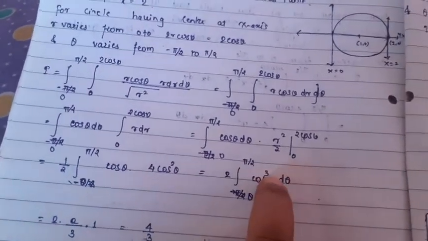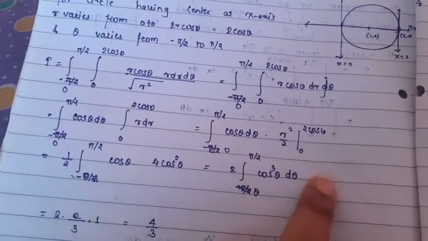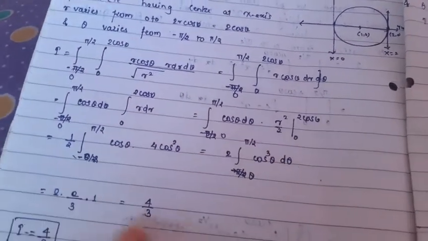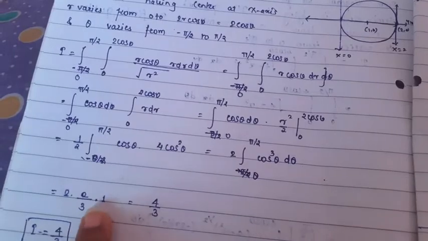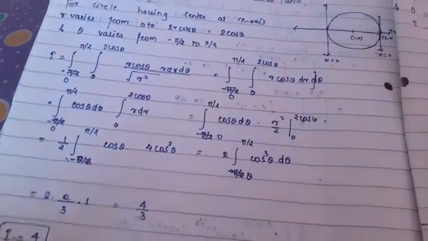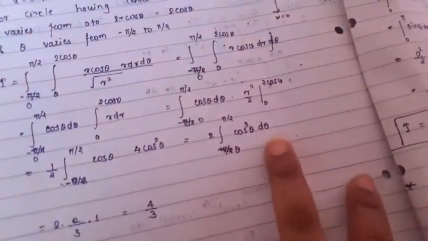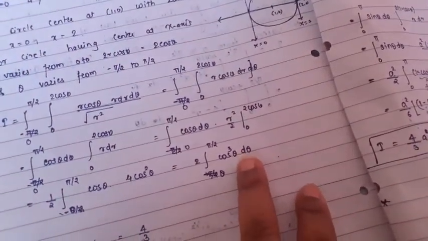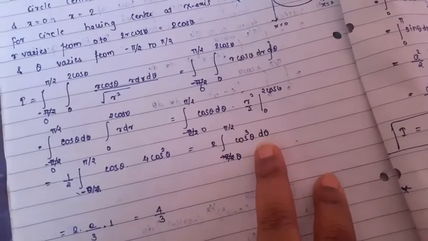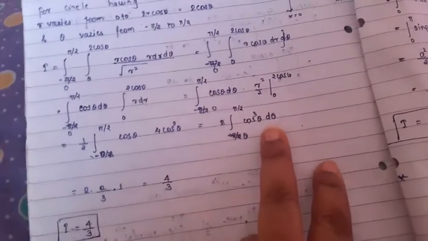Therefore as n is an odd number, by the reduction formula this integration is 2 into 2 by 3 into 1, so that is 4 by 3. So in this way we can convert the given integration into polar form and simplify. When we transfer it to polar form, generally they may be converted into sine power or cos power or sine cos both powers there, so that we can apply the reduction formula.